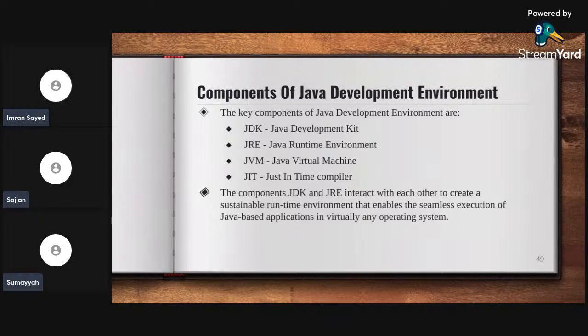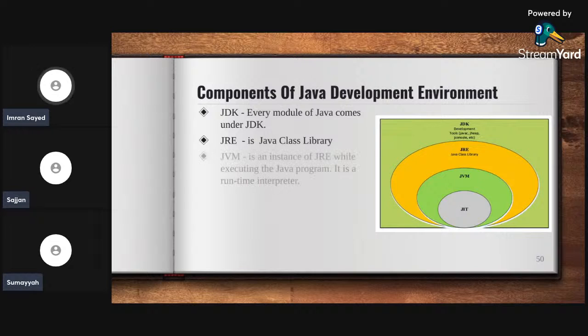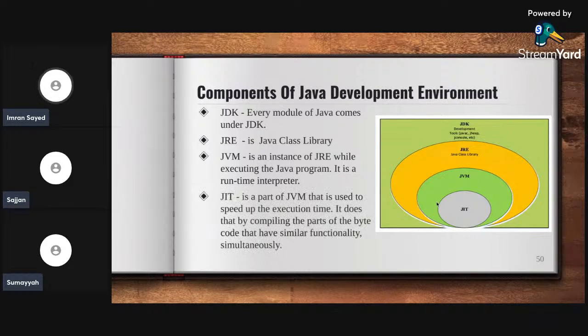So these components interact with each other to create a sustainable runtime environment that enables the seamless execution of Java-based applications in virtually any operating system. So you have JDK first, inside of which you have JRE, which are Java class libraries. You have JVM, inside of which you have JIT. Every module comes with JDK. JRE is a class library. JVM is an instance of JRE. JIT is a part of JVM that is used to speed up the execution time.